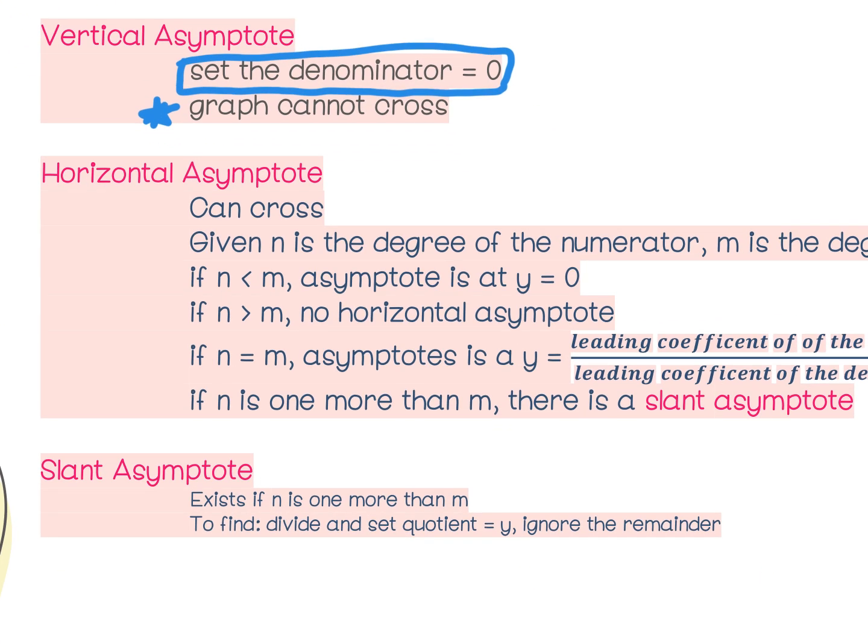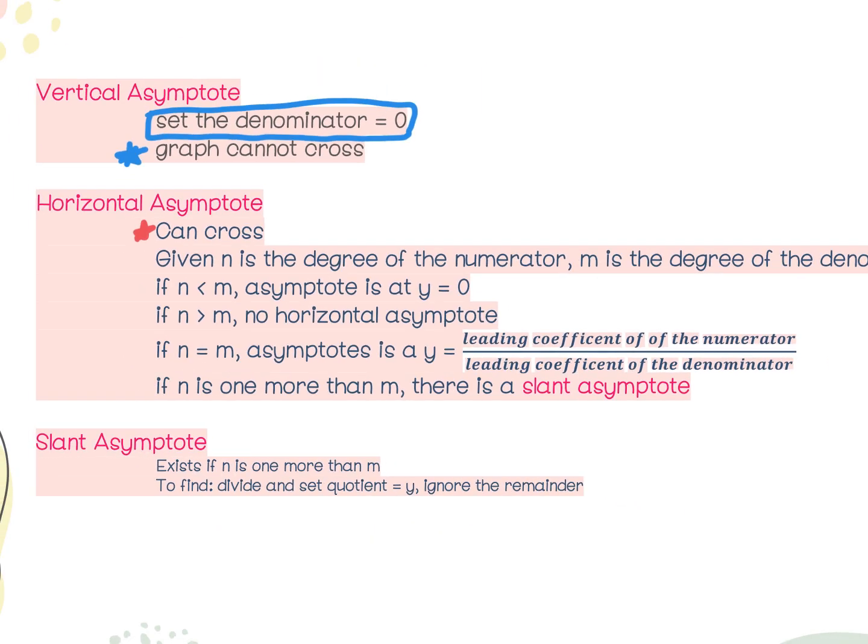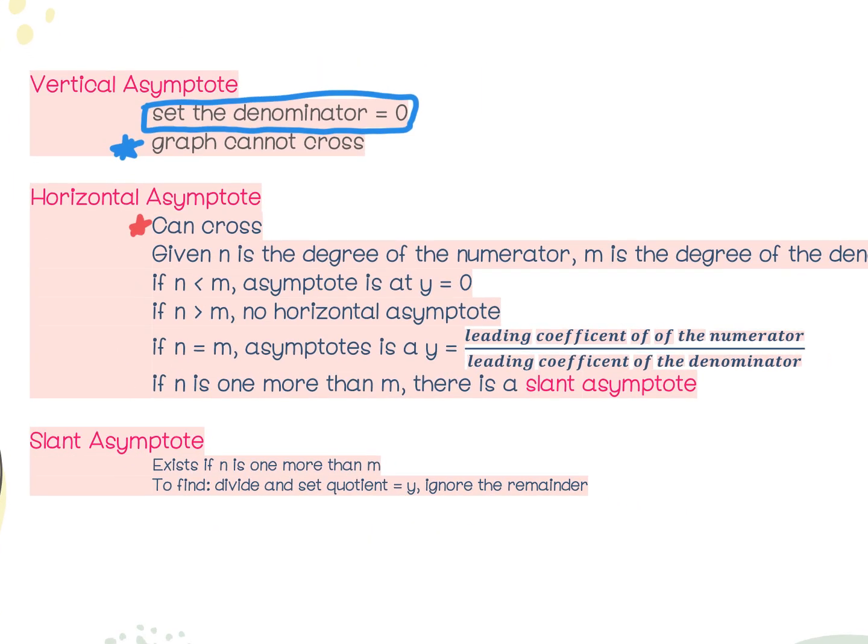Horizontal asymptote. Notice here it says it can cross it. It doesn't always, but it can. It mechanically might. But the way that we find the horizontal asymptote, if there is one, is you compare the numerator degree to the denominator degree. What's the degree of a polynomial? The highest what? Exponent. So you're looking for the highest exponent in the numerator, highest exponent in the denominator, and you're going to compare them.